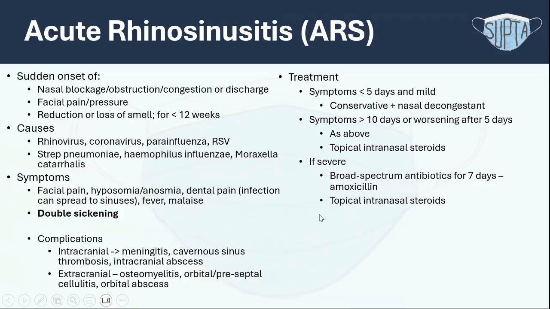So in terms of treatment, if the symptoms are less than 5 days and quite mild, you can treat with conservative management and nasal decongestants. If the symptoms are greater than 10 days or worsening after 5 days, then you want to consider giving intranasal steroids. However, if it's severe, then always give broad spectrum antibiotics for 7 days. So that tends to be amoxicillin. You might want to give steroids alongside that.